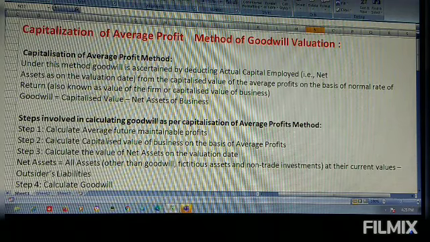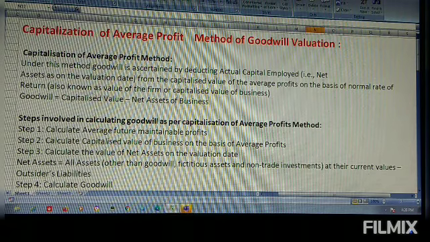we'll see in detail. Under this method, goodwill is ascertained by deducting actual capital employed. Remember, actual capital employed here means net assets as on the valuation date. Net asset here means total assets minus total liabilities. So you are going to get net asset there.